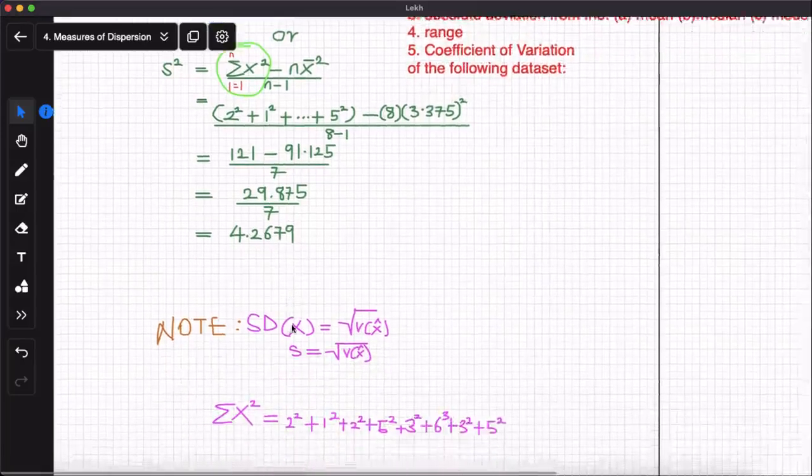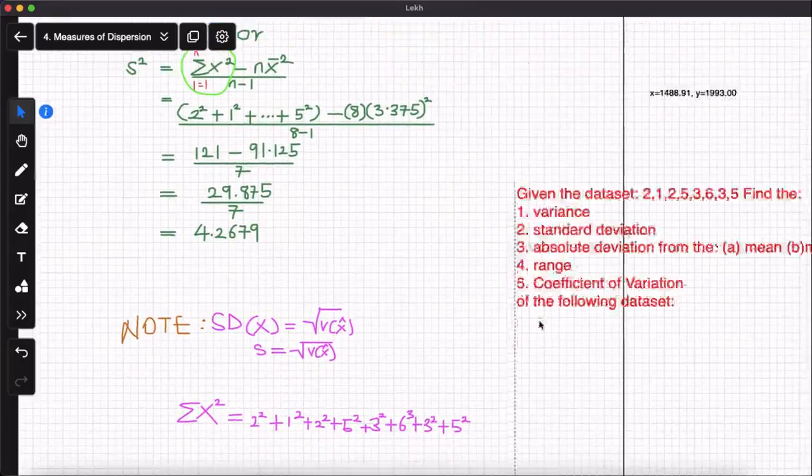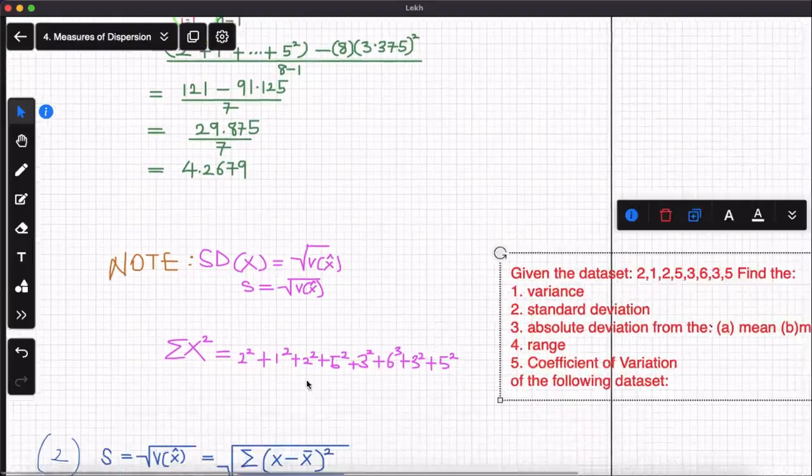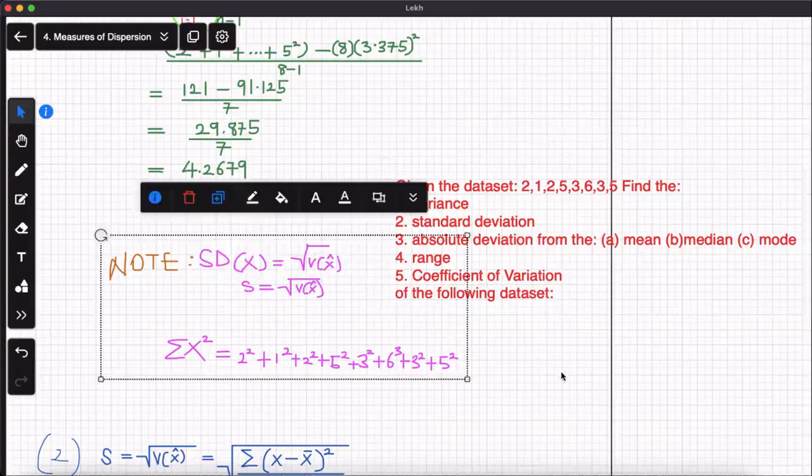I think you can actually see this: summation x square is squaring each of the observations and then summing everything together. I think I explained this earlier. So that's that.